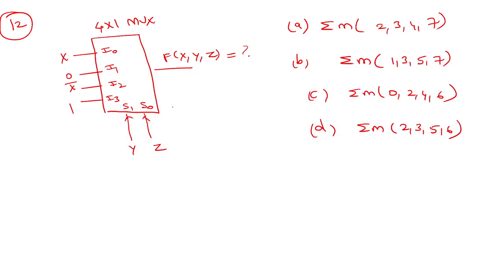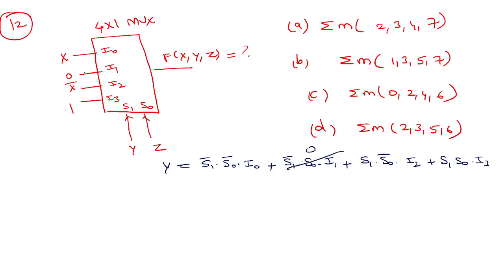See, you can directly apply the output equation, right? So what is the output equation? S1 complement S0 complement I0, S1 complement S0 I1, S1 S0 complement I2, S1 S0 I3. You don't need to learn this by heart, just write the output equation, like the characteristic equation, you can derive it. So I1 is 0, so you can neglect this. I0 is X, okay? S1 is Y, S0 is Z.